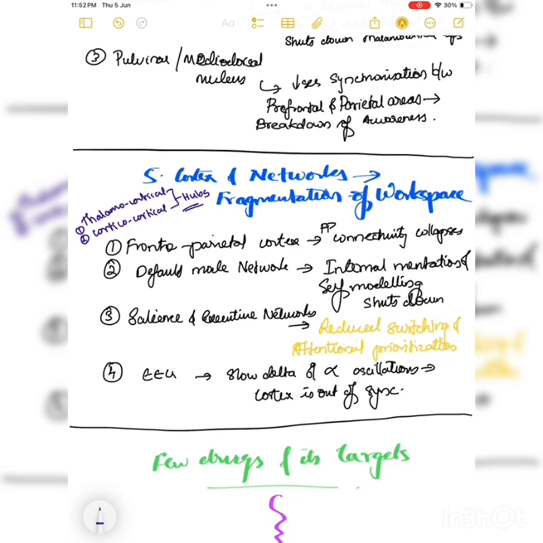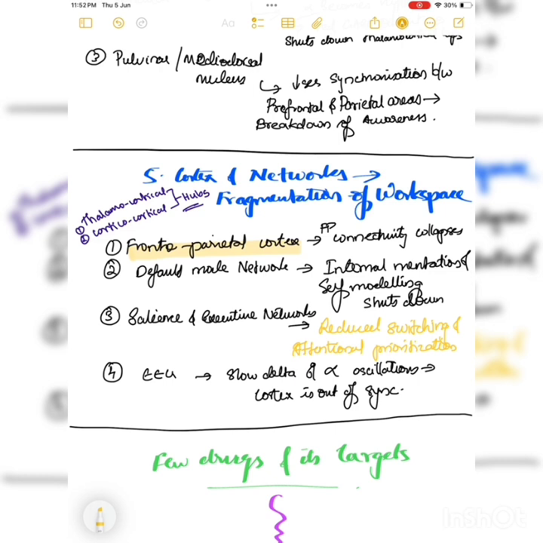The second one, that is the corticocortical hub, refers to the interconnected regions of the cerebral cortex that facilitate direct communication between different brain areas, supporting higher order cognition, sensory integration and executive function. Key features are the frontoparietal network that supports attention, decision making and working memory. On action by anesthetics, this frontoparietal connectivity will collapse.